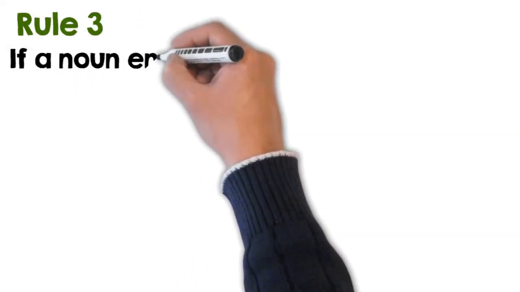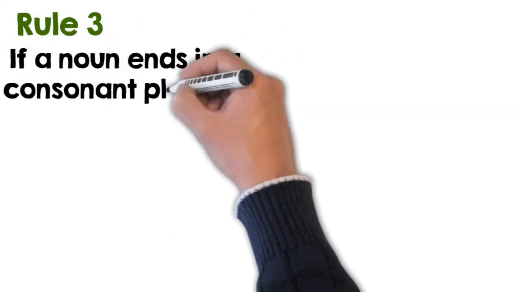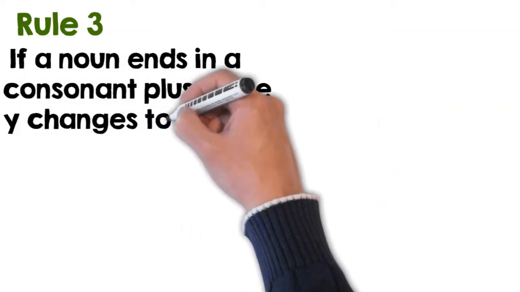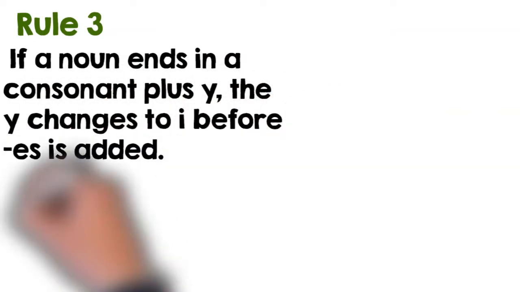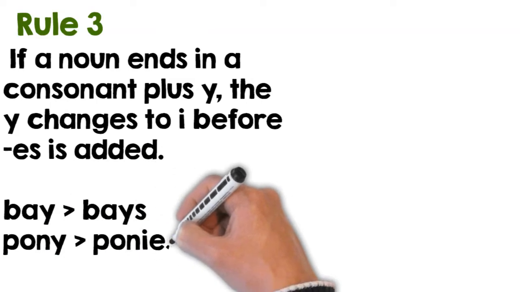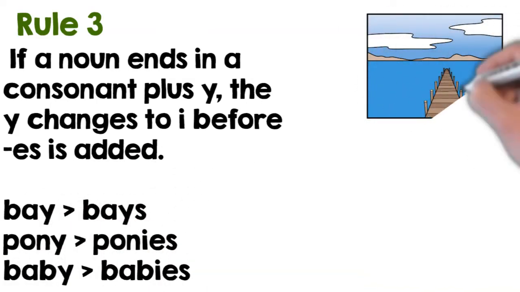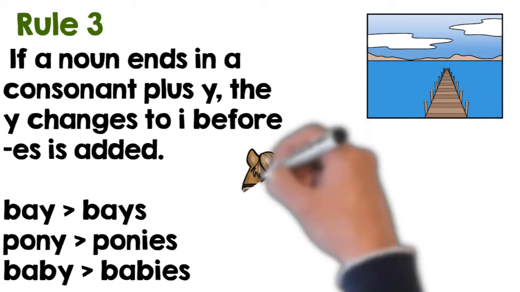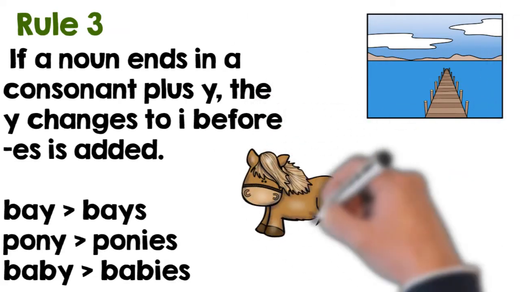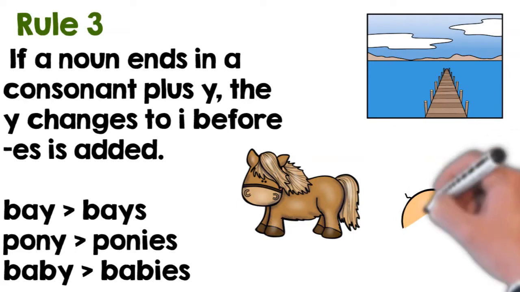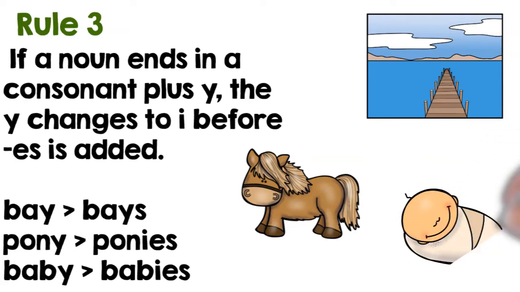Rule 3. If a noun ends in a consonant plus Y, the Y changes to I before ES is added. Here are some examples. Bay becomes bays. Notice that bay ends with a vowel plus Y. Therefore, the Y stays, and the plural is spelled B-A-Y-S. Pony becomes ponies. Baby becomes babies.